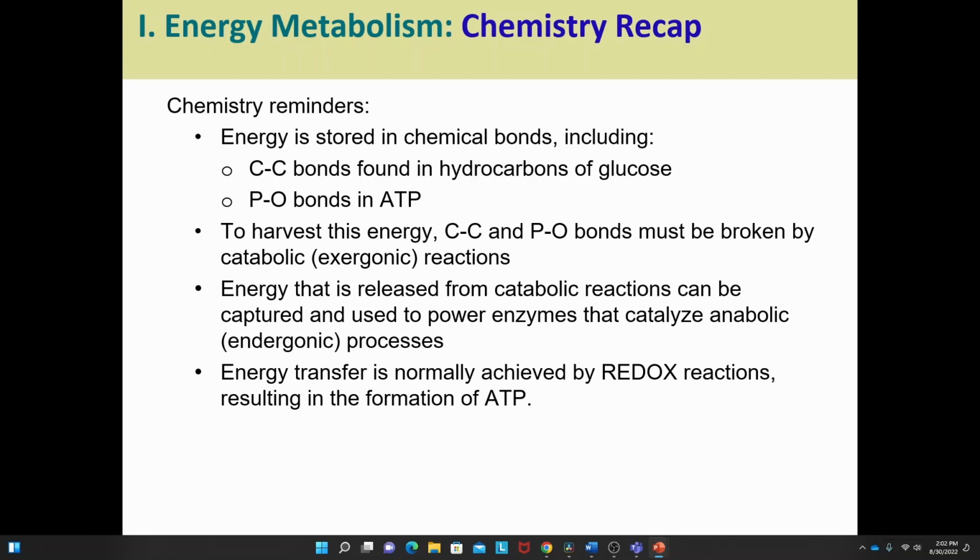So you can kind of see how it's usually paired, right? You can see how there's this pairing basically that can occur. This energy transfer is normally, again, achieved by the redox reaction, which again is a paired or a coupled reaction, which helps us with forming ATP.